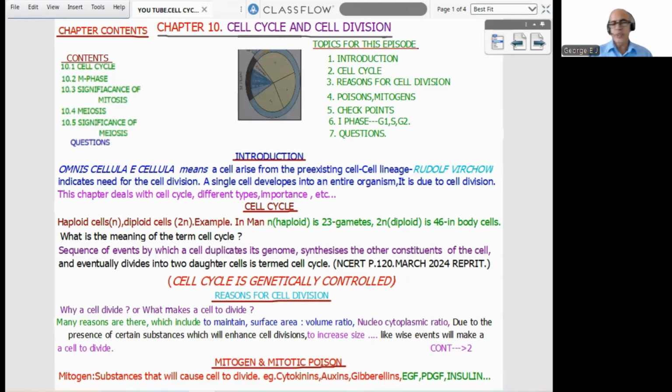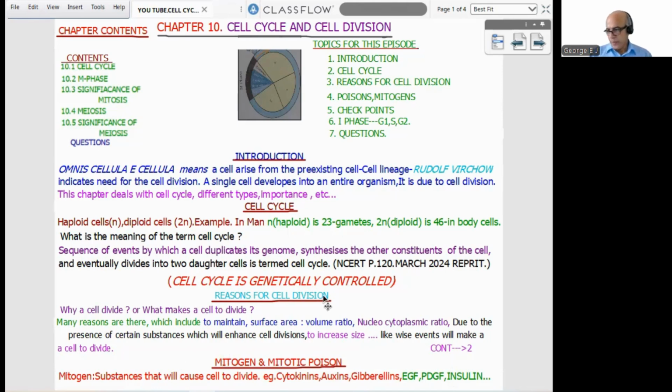Now comes mitogens and mitotic poisons. Gen normally means to produce, to develop. So mitogens are substances that cause mitosis, or the cell to divide. On the plant side and animal side, many substances are there. Plant side: hormones like cytokinin, auxin, gibberellins. Animal side: EGF, epidermal growth factor, which I have written here, PDGF, platelet-derived growth factor, and insulin. These are some of the mitogens.